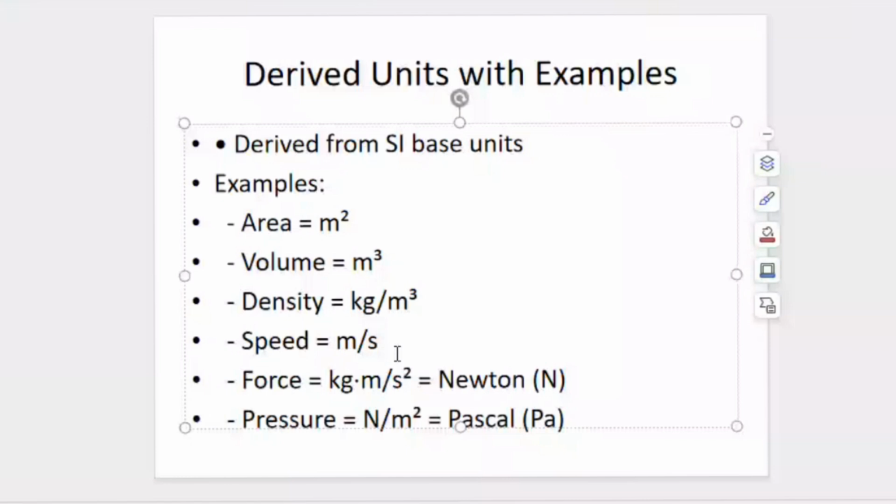Also force. The SI unit for force is the Newton. But this is just a single name given to the standard SI unit. Newton is the same as kilogram meter per second squared. Instead of saying kilogram meter per second squared is the unit for force, you can say it's Newton.